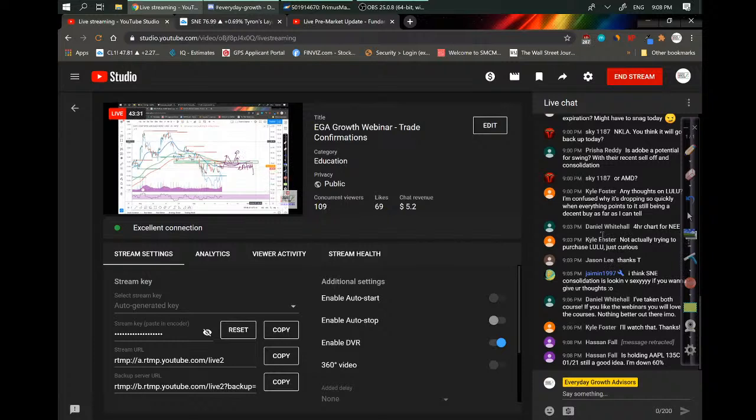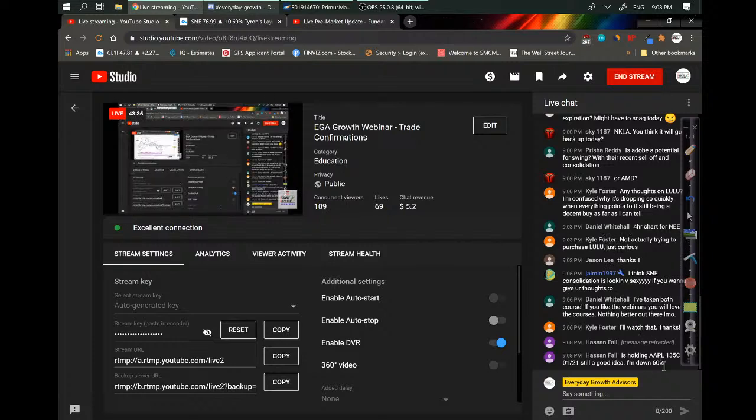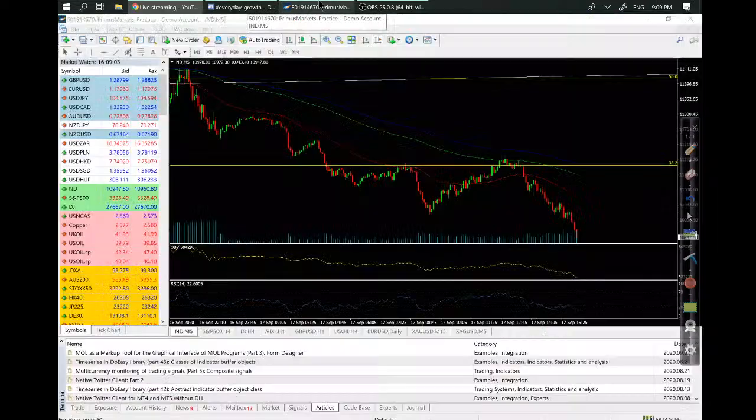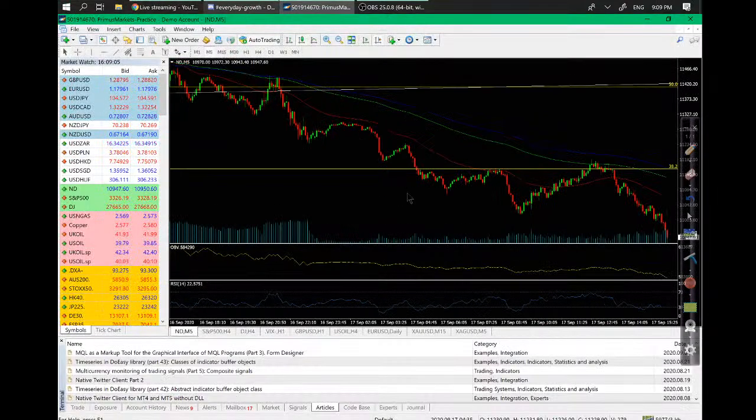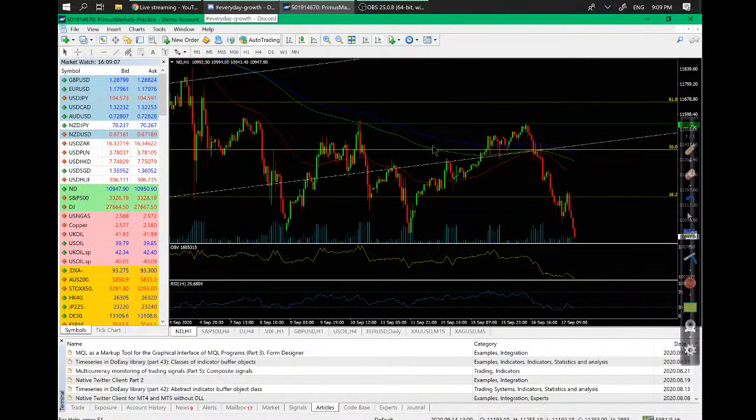Is holding Apple 135 calls, 01/21, still a good idea? I'm down 60%. It depends on how much you can stomach. For me personally, being down 60%, 50% on a LEAP, it doesn't matter to me. For me personally, the stock is intrinsically undervalued. I will hold that position for as long as need be in order to turn a profit.